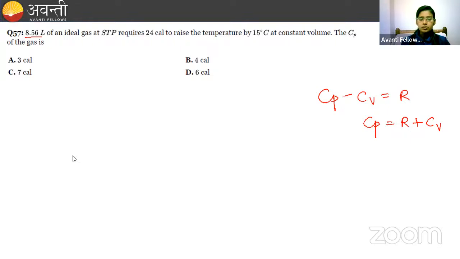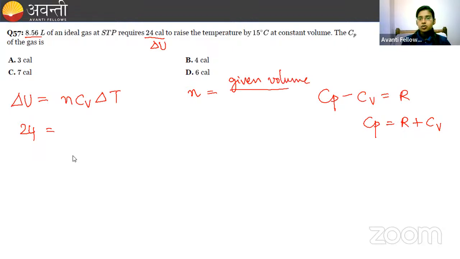To find the Cv value from the given information, we have to take the delta U relation, which is equal to n Cv delta T. Clear? We are provided with 8.56 as the volume, and we have 24 calorie, which is the change in internal energy of the system. So in place of delta U, we substitute 24, which is equal to n. n is nothing but the number of moles, which is the given volume divided by 22.4. This is the formula to find the number of moles for this system.